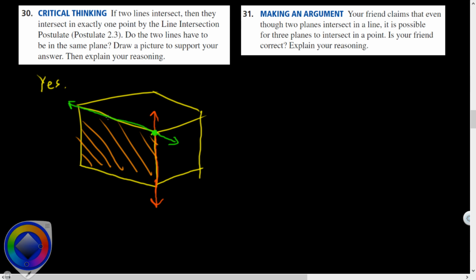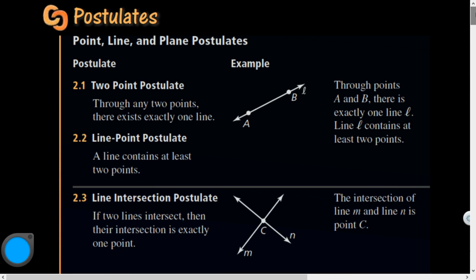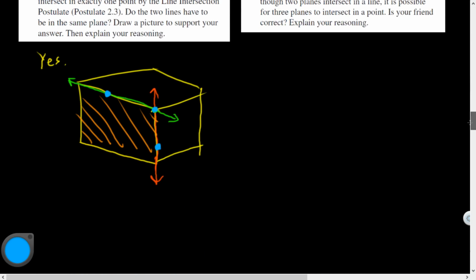There must be, on this line, let's pick the lighter blue, another point that exists because on any line there are at least 2 points. And on this red line there must be another point, so there's that one. What's the name of the postulate that allows that to be true? Is that the 2-point postulate? Through any 2 points there exists exactly one line. And then, sorry, more specifically, 2.2, a line contains at least 2 points. So I've just given specification of that being the case.